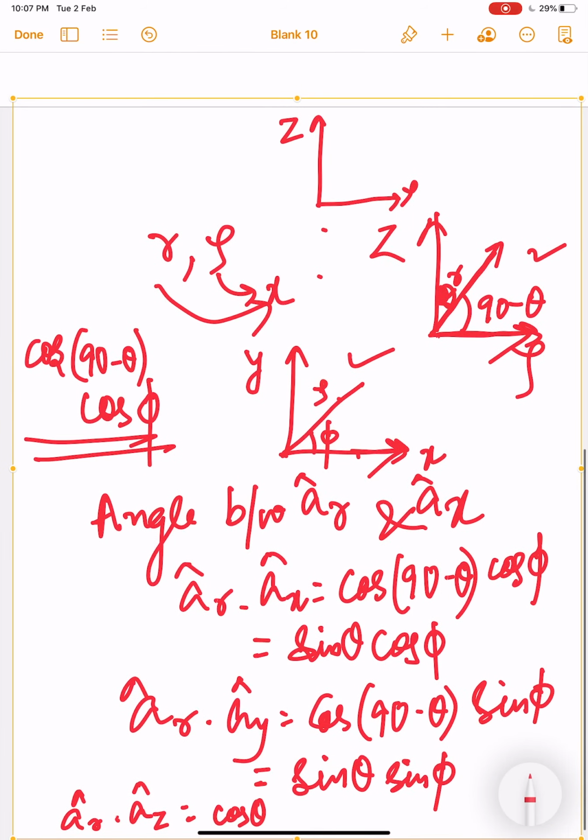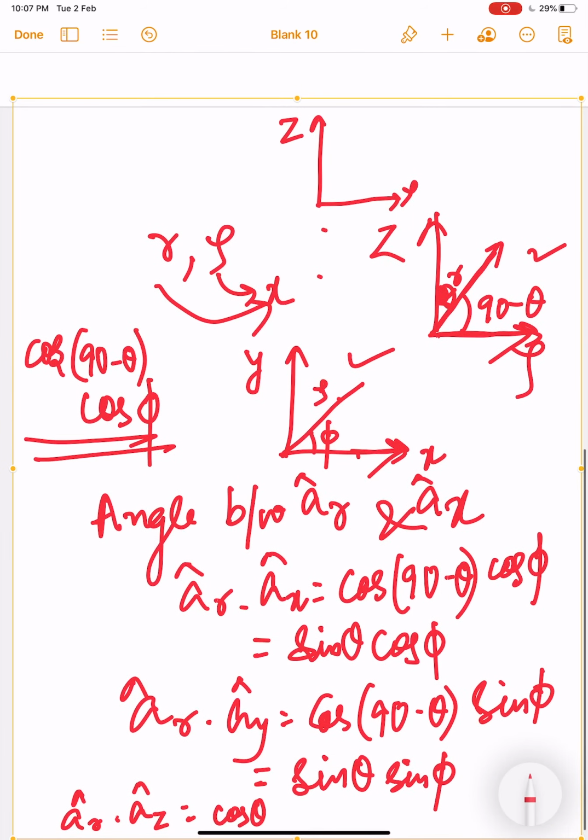Okay, anyways, this is rho. Let me use some other color pen. Okay, then this was your r. So basically theta is this angle. So what is a theta cap's direction? It is tangential to this, basically 90 degrees to this.